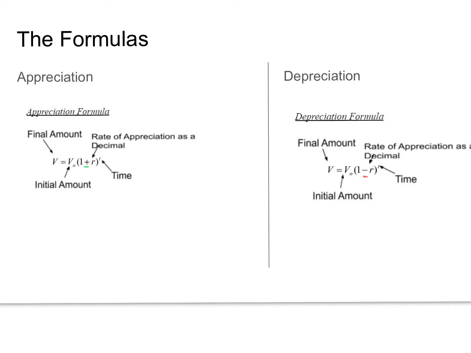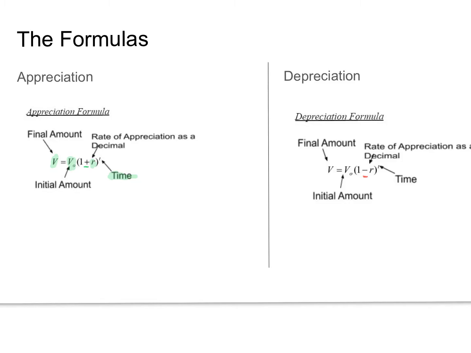Okay, so let's talk about the pieces. My V stands for the ending amount, so what you're going to end with in the account when you're finished. VO, or the original value, is what you started with or what you originally put into an account. The R is a rate given as a decimal in the equation, but when they give it to you in the problem, it's going to be a percent, so you have to convert to decimal. And T is going to be time, typically in years.